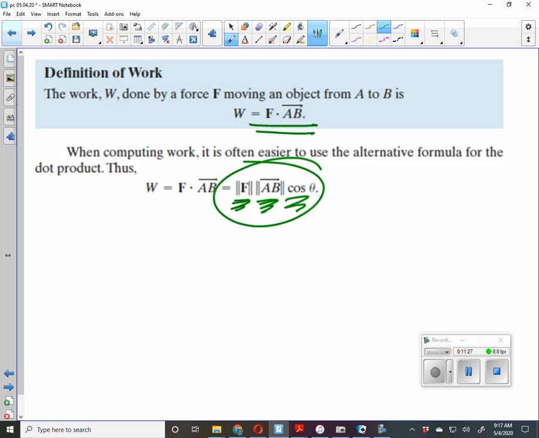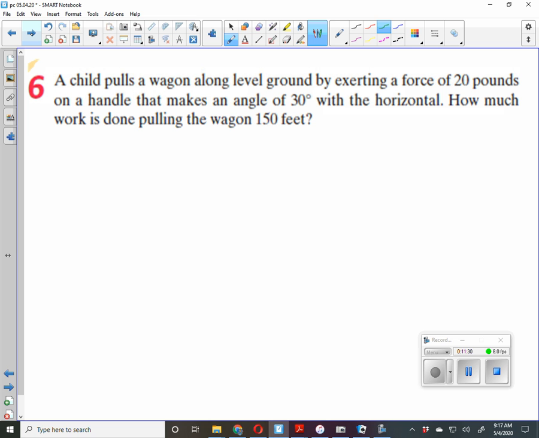Let's try it. Okay, remember, work is done by the magnitude of some force times the magnitude of another vector times the cosine of theta. So here we go. We're looking for this stuff here. Kyle pulls a wagon along level ground by exerting a force of 20 pounds. There's your first one. On a handle that makes an angle of 30 degrees, there's your theta, with the horizontal. How much work is done pulling a wagon 150 feet?